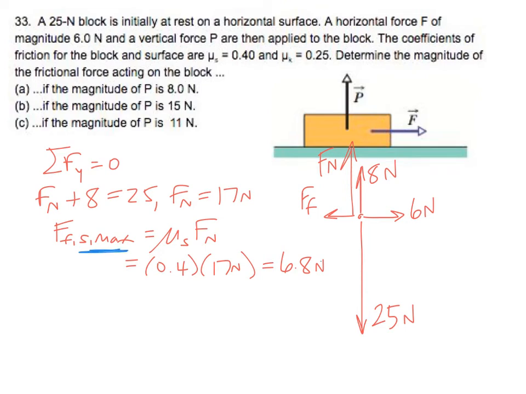But we pull with 6 newtons, and so if we pull with 6, then all the way up to 6 newtons, it's not going to move. Or all the way up to 6.8 newtons, it's not going to move. So with 6 newtons of force pulling forward, then 6 newtons of force must be pulling backwards. And so in this first situation, for part A, the frictional force just balances out the 6 newtons of force pulling forward.